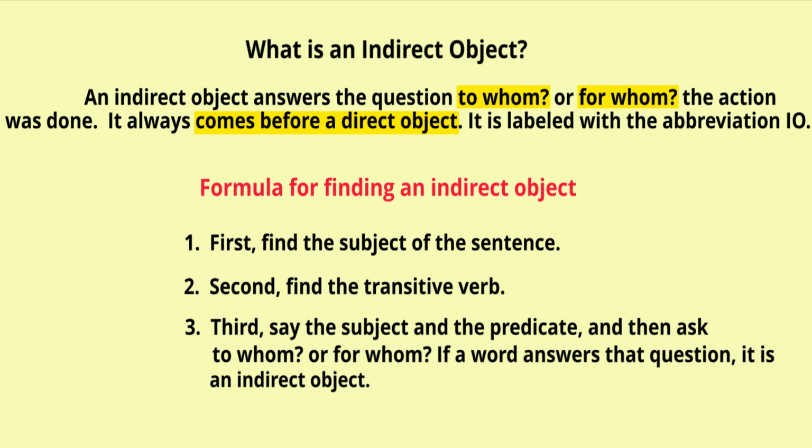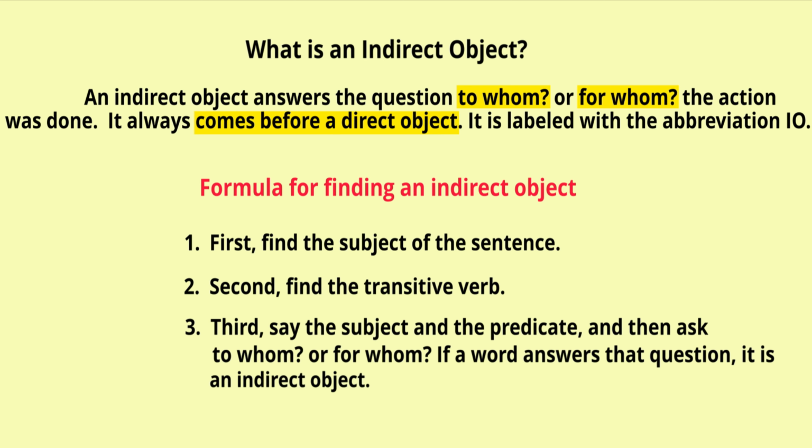The formula for finding an indirect object is: first, find the subject of the sentence. So we need to find the subject noun. Second, find the transitive verb. So to find the transitive verb, you need to see if the sentence has a direct object, right? Third, say the subject and the predicate and then ask to whom or for whom. If a word answers that question, it is an indirect object.